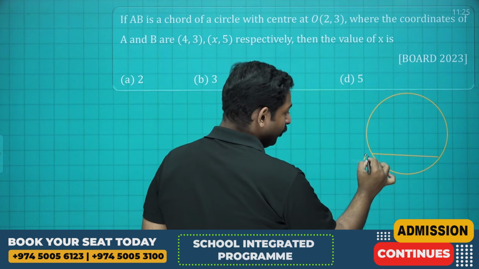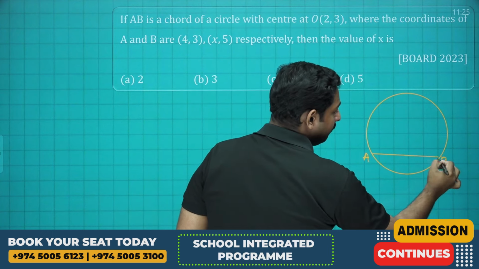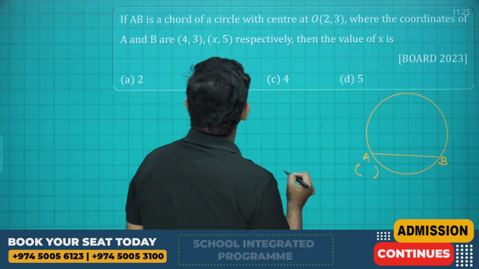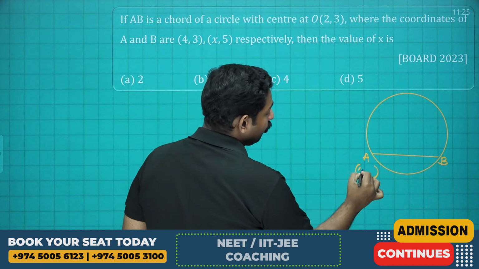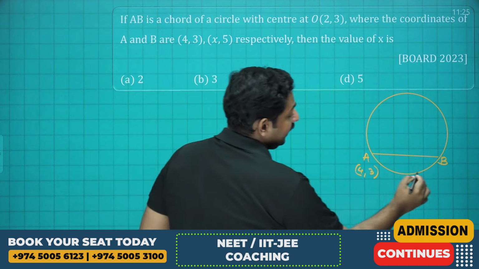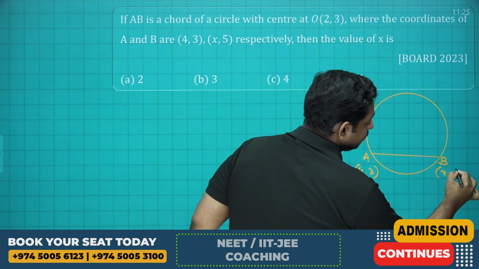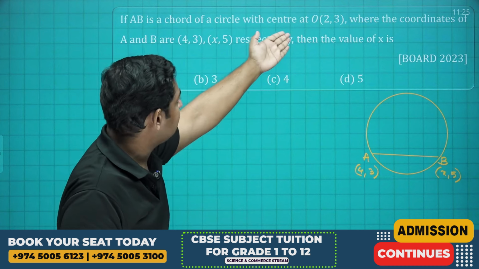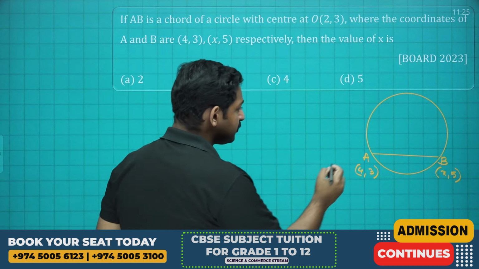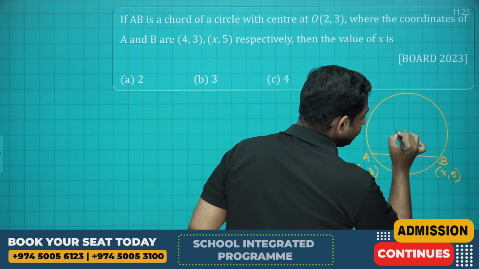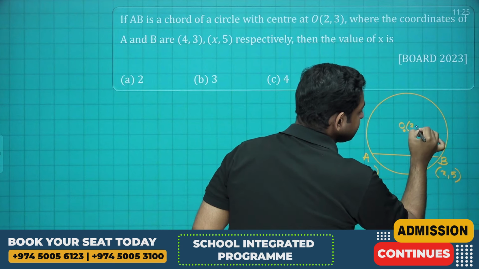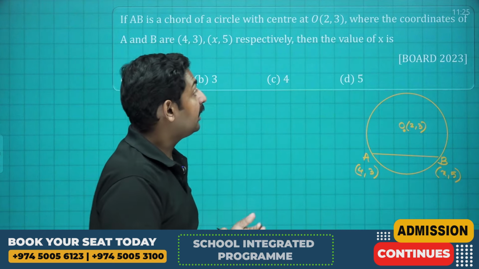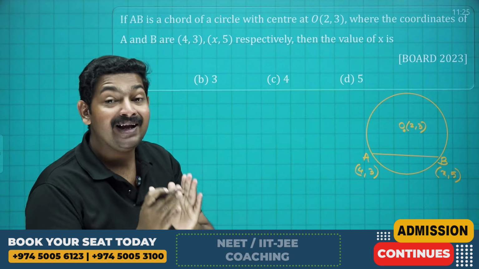Okay, this is the point A and this is the point B, and the coordinates are also given. What are the coordinates of A? A is 4, 3 and B is x, 5. And the center is also given. What is the center? Center is O 2, 3. So suppose this is the center of the circle O and it is given 2, 3. Correct? Now at last we need to find out the value of x.